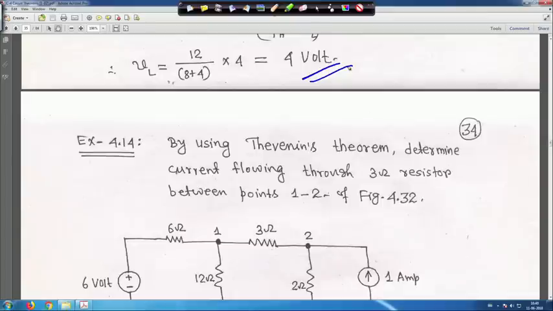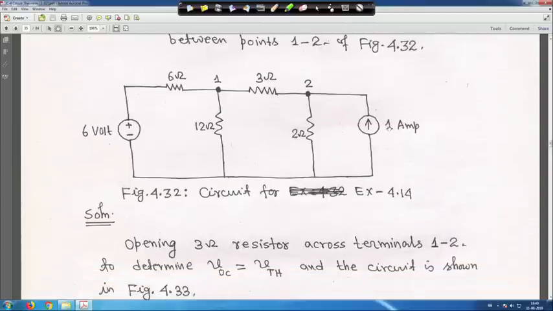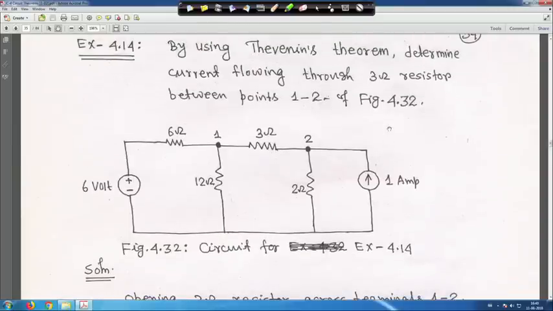Next one, varieties of problems we have taken. Next one is, by using Thevenin's theorem, determine the current flowing through the 3 ohm resistor between points 1 and 2, right. So, this is the problem, that you have to find out the current flowing through this 3 ohm resistance, in this direction 1 to 2. So, between points 1 and 2, the 3 ohm resistance is there.